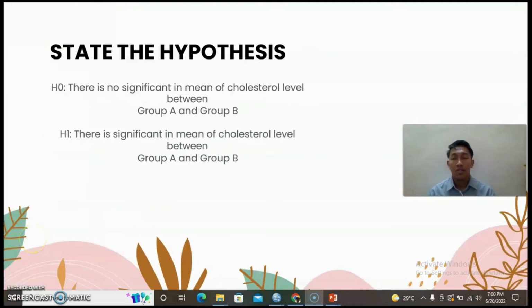On this slide is the statement of the hypothesis. The null hypothesis is there is no significant difference in mean of cholesterol level between group A and group B. The alternative hypothesis is there is a significant difference in mean of cholesterol level between group A and group B.